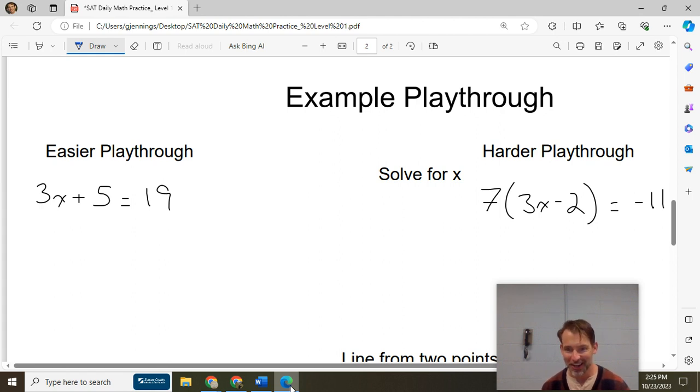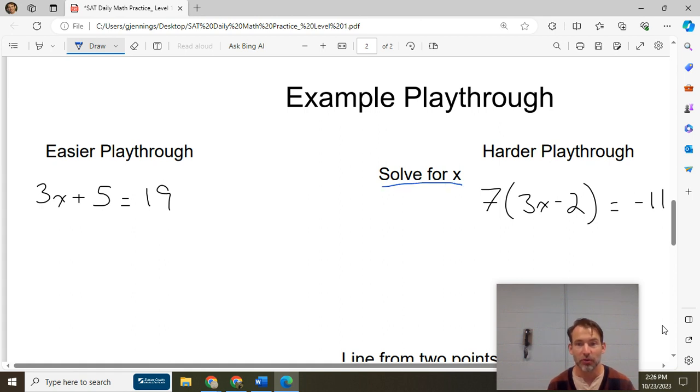So in any case, one of the variables that we want to progress is difficulty with these problems. And so I'm showing you an easier playthrough and then a harder playthrough. We also want to develop our accuracy and our speed. So that's why I'm showing you the timer down here. We're starting at 2:26. We're going to go through the easier playthrough.